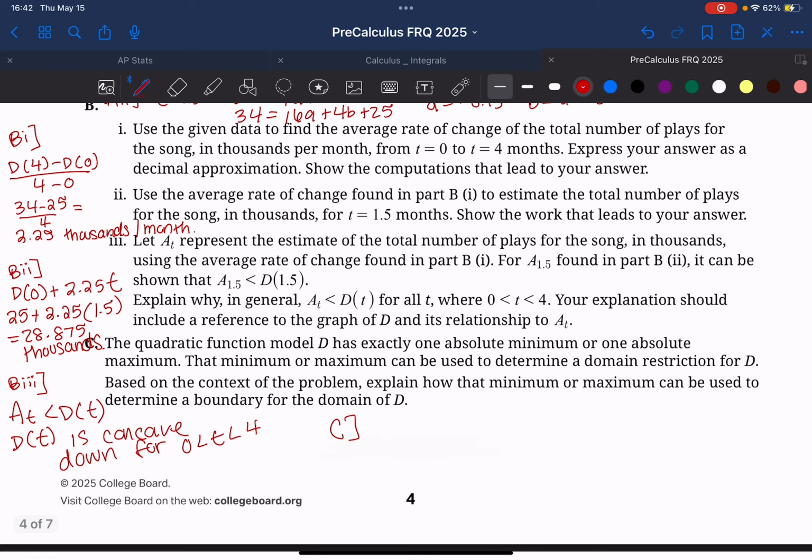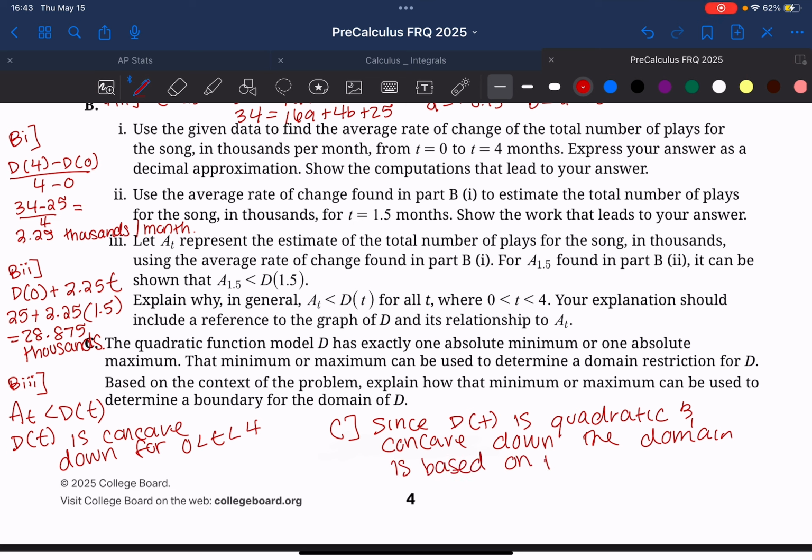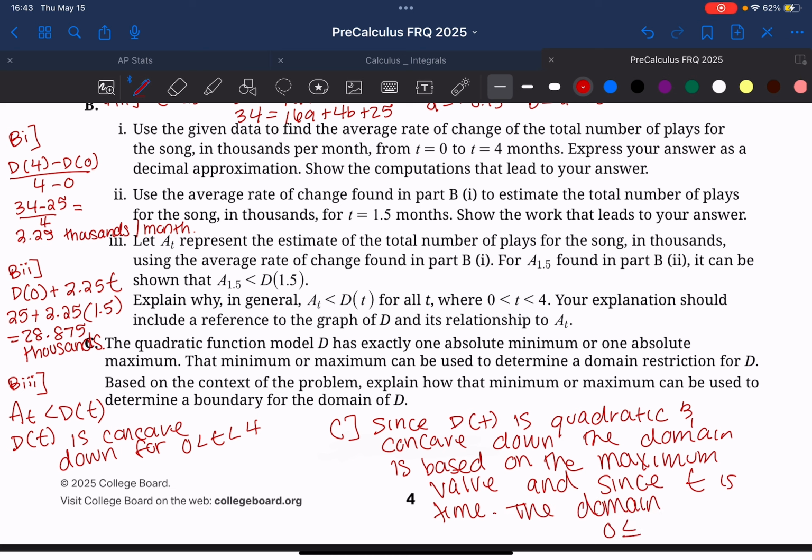Okay. So since D of t is quadratic and concave down, the domain is based on the maximum value, and since t is time, it has to be larger than 0, so the domain would be 0 less than t less than the maximum value, whatever that value may be.